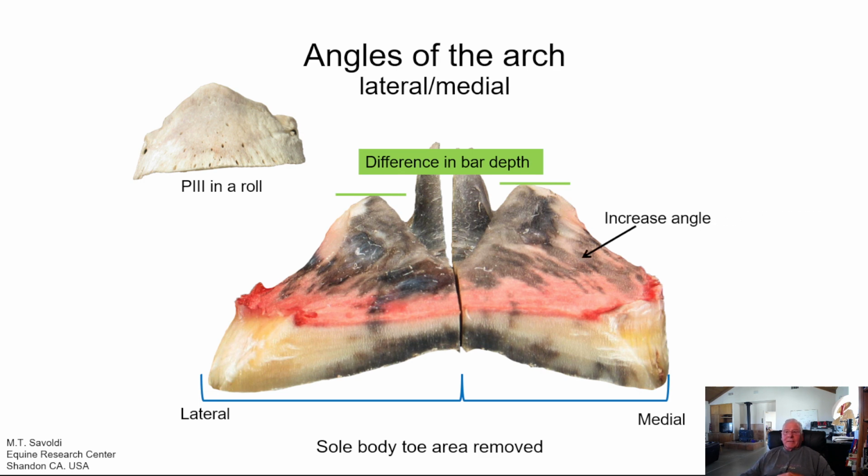We see here an increased angle. This horse would have a little straighter wall. Here we see a decreased angle to our arch. And if we look at the angle to our sole edge where the white line attaches to the sole, this tells us the angle of our wall in this area, so it's a straighter wall. This tells us the angle of our wall on the lateral side, so it's a little lower angle to the wall.